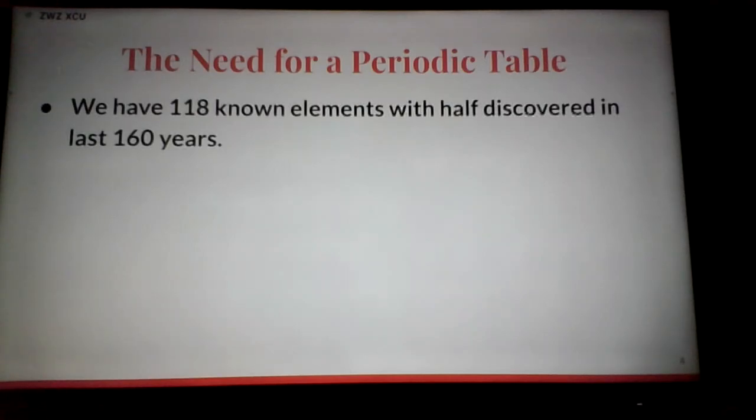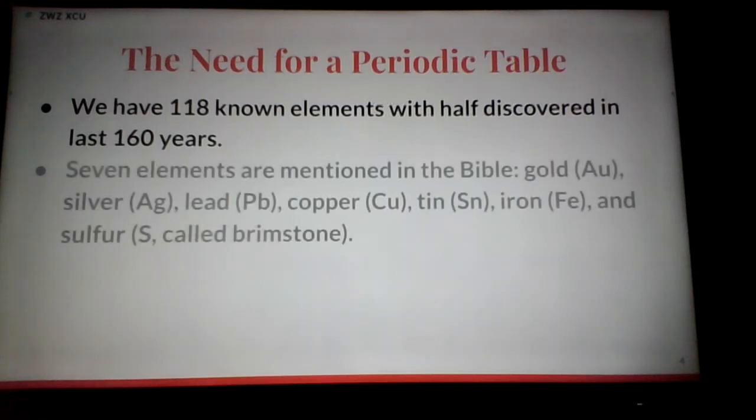118 known elements, half of those were discovered in the last 160 years. That may seem like a long time, but considering that it took many more years to discover the first half of those, well then that's actually fairly quick in comparison.